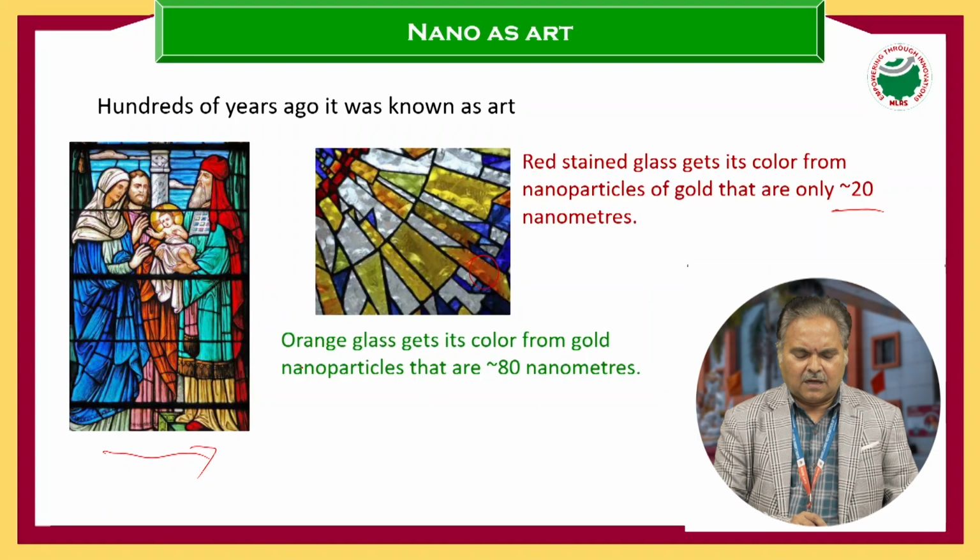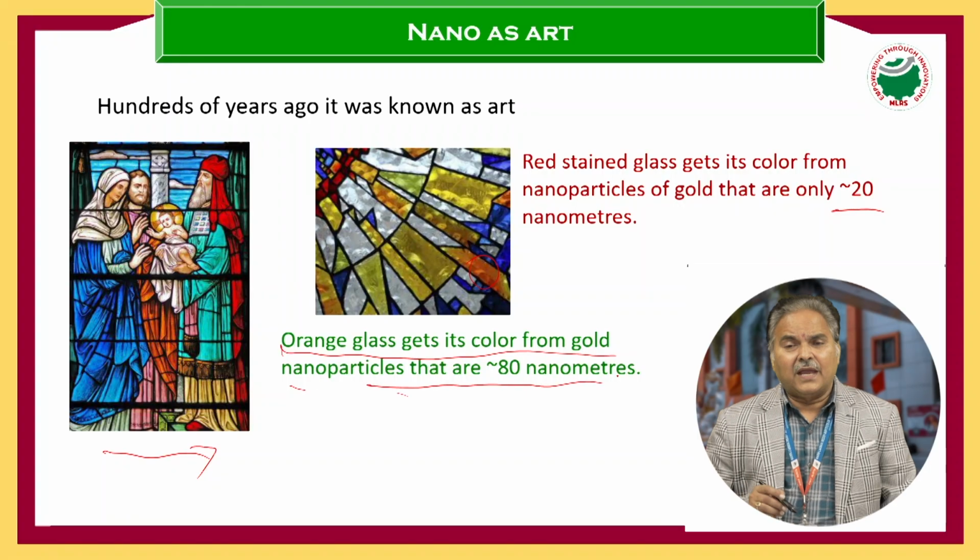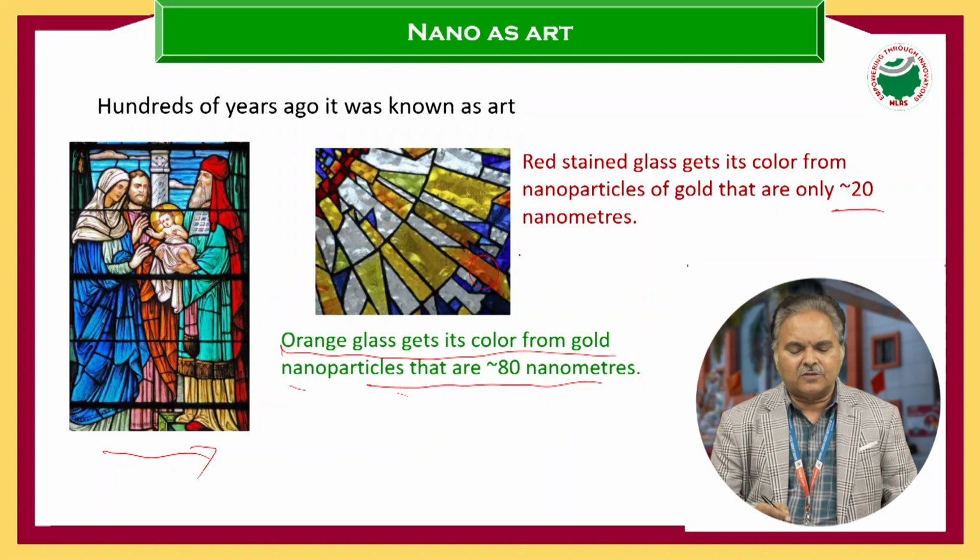Similarly, the orange glass will give the color with 80 nanometer gold particles, which give the orange color. This blue also depends on the particle size only. So that means this total painting is related to gold only, but they used different sizes of particles. It's gold only, but different sizes of the particles show different colors.